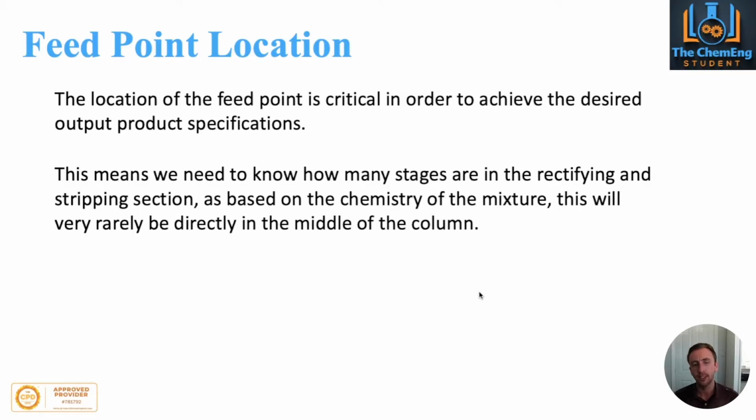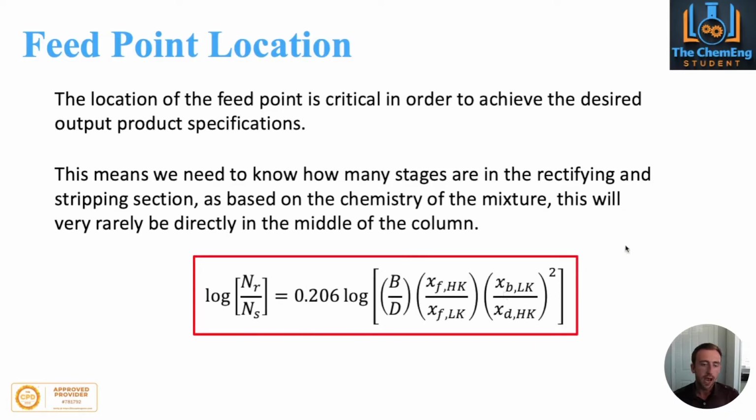And it's heavily based on the chemistry of the mixture. So that's something that you would need to bear in mind when you're designing your columns. And the equation that we're going to use, again, we're not going to derive these equations. That is well out with the scope of this tutorial. But this is the equation that we're going to use, and the nomenclature remains the same. The only additional thing here is the B and the D. These are the flow rates for the bottom product and the distillate, respectively.